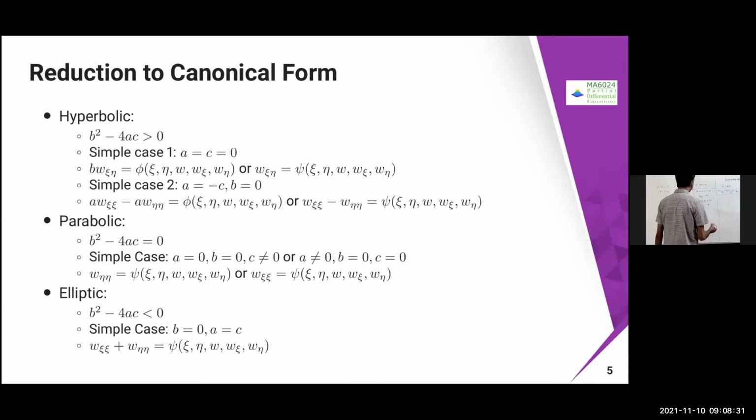Okay. Next one, elliptic case. So b square minus 4ac is less than 0. In that case, we are going to have b equal to 0 and a equal to c. Only one case is going to come. The remaining cases will not come. So in this case, b equal to 0, and a equal to c means it is going to become w chi chi plus w eta eta equal to psi.